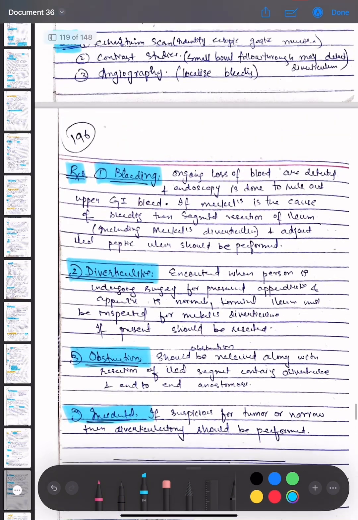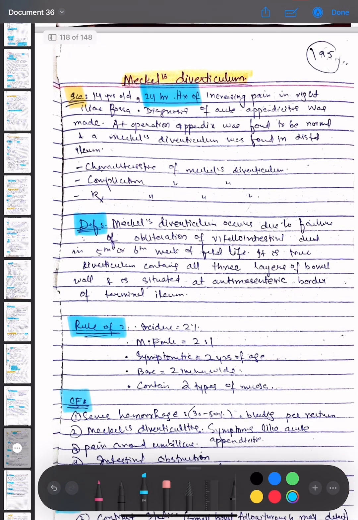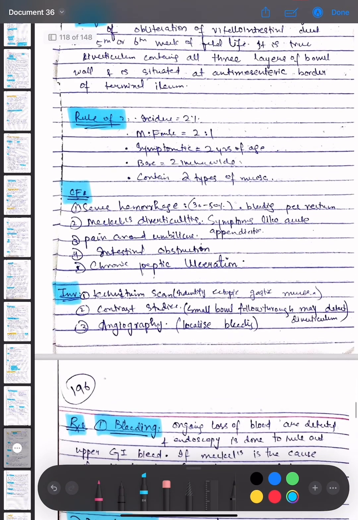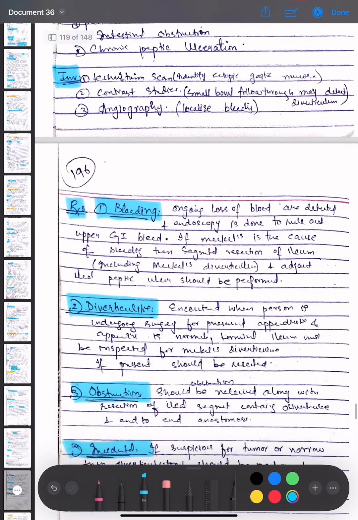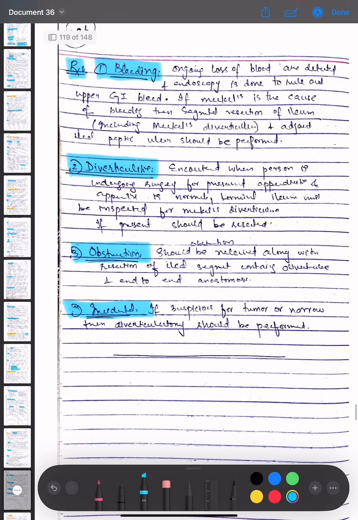So the last topic that we have in the lower GIT is Meckel's diverticulum. We have discussed the scenario, then the definition, then the rule of 2, then the clinical features and the investigation, then the treatment specifically for bleeding, for diverticulitis, and for obstruction, and then for the incidental Meckel's diverticulum. In the next section, we will discuss urology.